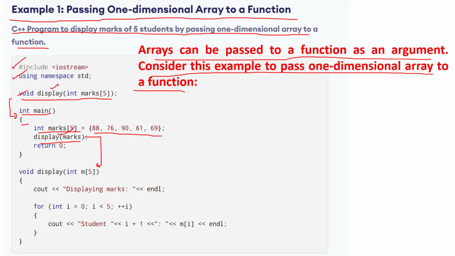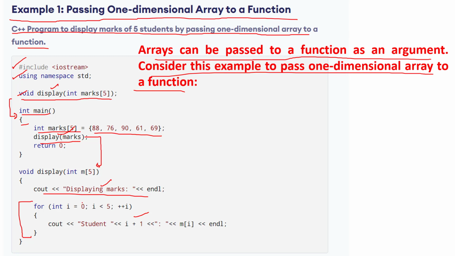So this is the actual parameter, and this is the formal parameter. So we have void display integer m5, opening with a curly bracket, cout displaying marks. So this will be the first output to come. End line. So we have the for loop for getting the values out, as we have seen in arrays. For integer i equal to 0, i less than 5, i plus plus, then student i plus 1.